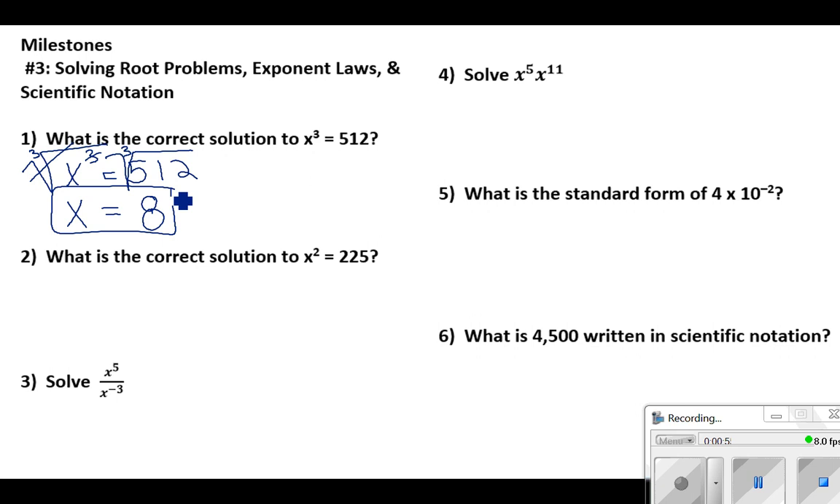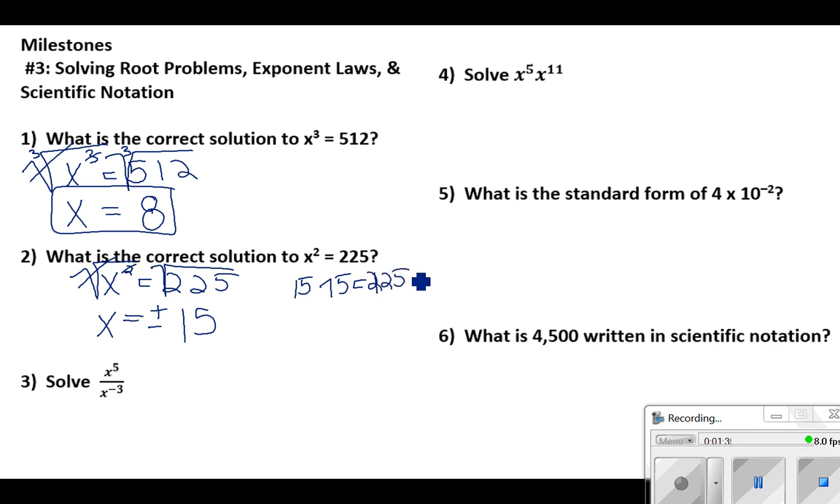Question number 2, what is the correct solution to x squared equals 225? Write the problem. And we're going to do the same thing. Find the square root of each side. By doing that, you can cancel out the radical and the 2. That leaves the x. And the square root of 225 is positive or negative 15, because 15 times 15 equals 225, and negative 15 times negative 15 also equals positive 225.